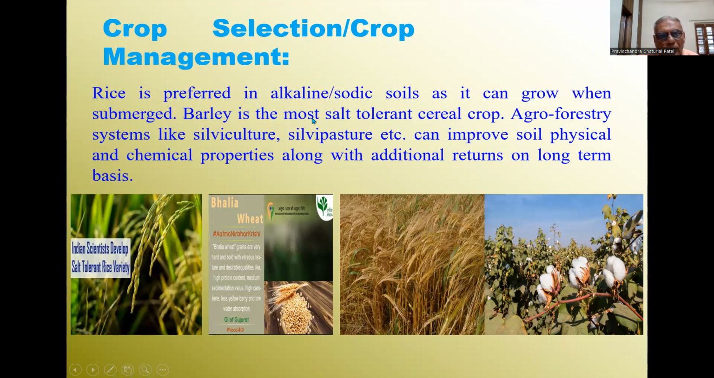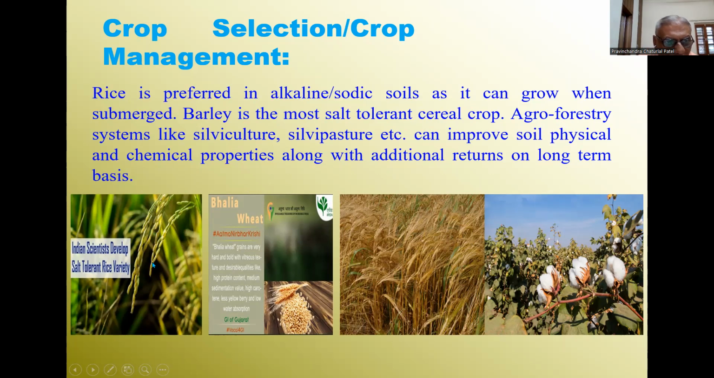Barley is the most salt tolerant cereal crop. In North India, the farmers of Punjab and UP grow barley because it is a salt tolerant crop. Agroforestry systems like silviculture, silvipasture, etc. can improve soil physical and chemical properties along with additional return on a long-term basis. So on a long-term basis, we can improve the alkali soil.